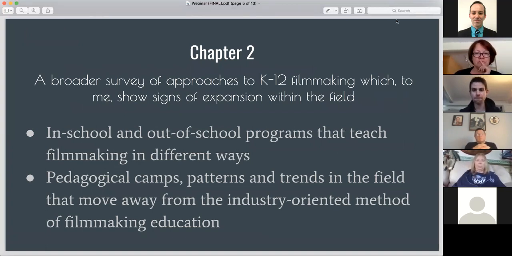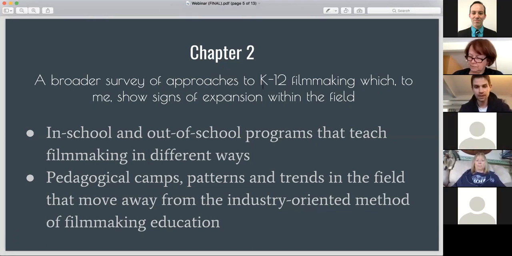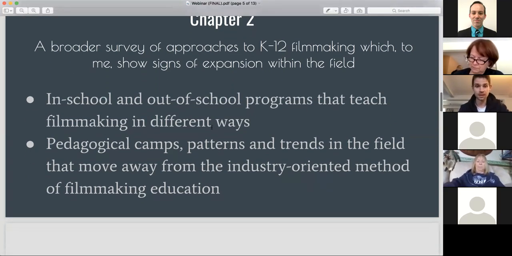Yeah. Okay, great. So I'm not going to spend much time on this, but basically my second chapter is going to be what I see as signs of expansion within the field. Different programs in school and out of school are moving away from this industry-centric pedagogical method of teaching filmmaking. They're playing with it more, using it more liberally. So I'm going to be looking at in-school and out-of-school programs that teach filmmaking in different ways, pedagogical camps, patterns, and trends in the field that move away from the industry-oriented method.